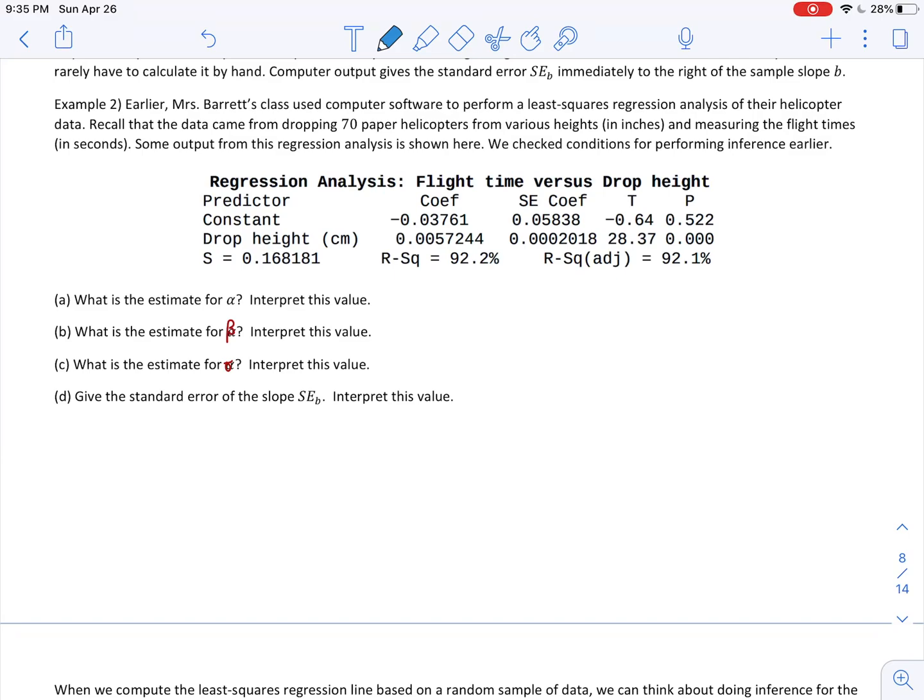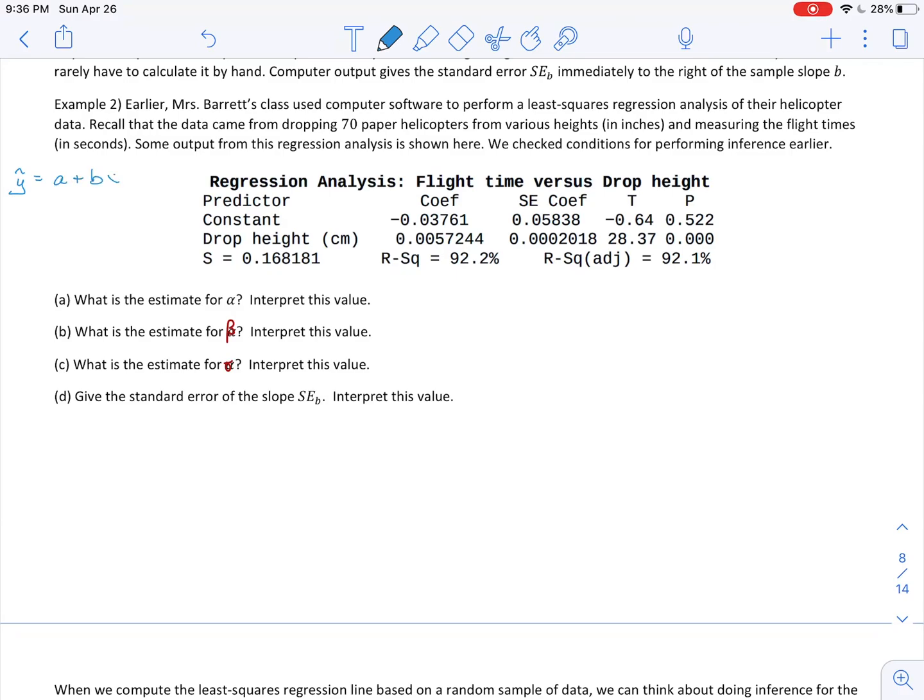Ms. Barrett's class used computer software to look at the least squares regression analysis of their helicopter data. So this came from dropping 70 paper helicopters from these heights, measuring the flight time in seconds, and then they got this regression analysis here. So the conditions for performing the inference were already met, so we could go ahead and talk about the estimate for alpha.